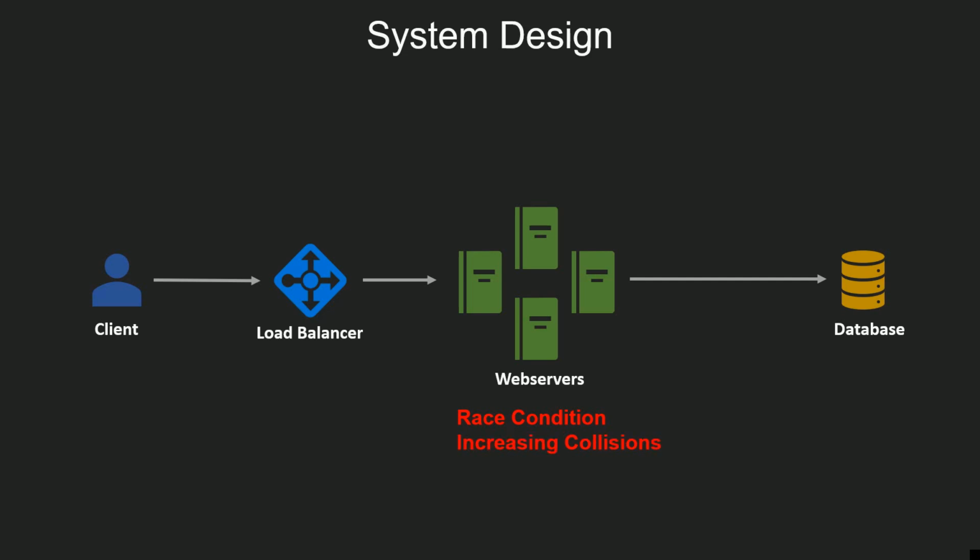But there is another challenge with randomly generating IDs, and it's the collision problem. As more IDs are occupied, collisions become more frequent, making the process less efficient.